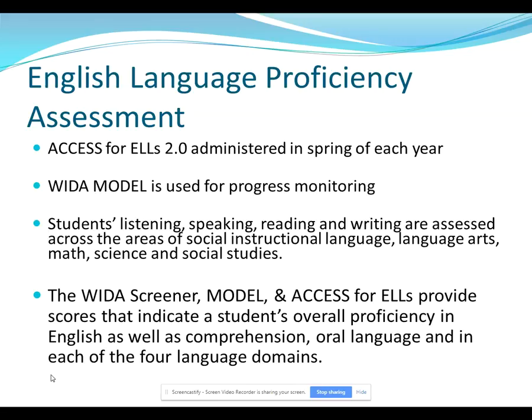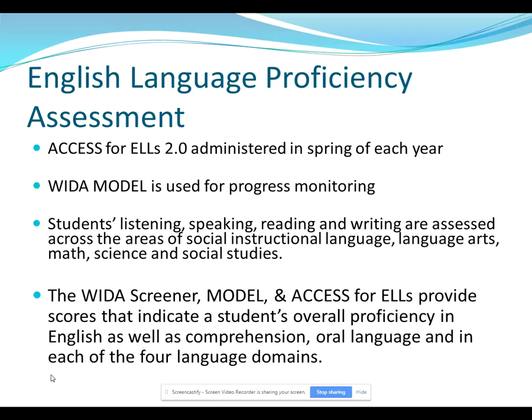These proficiency assessments include assessment in the areas of listening, speaking, reading, and writing. And then in these areas, the language that is covered in the assessment are from the English Language Development Standards that cover social instructional language, the language of language arts, the language of math, the language of science, and the language of social studies.